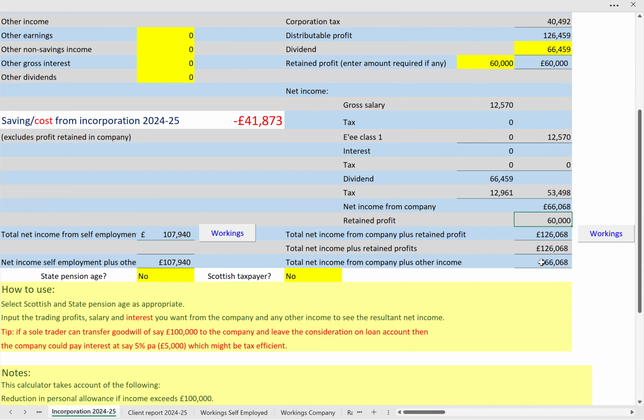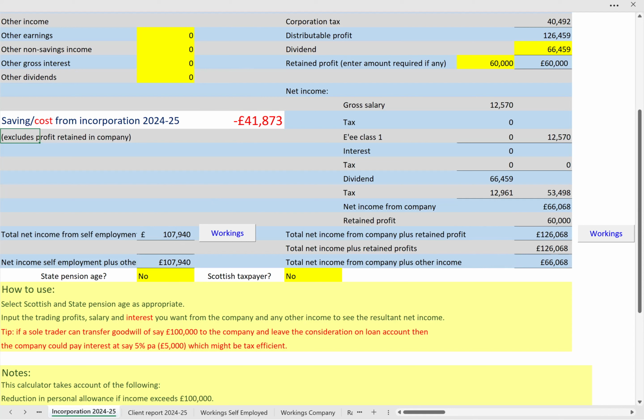In terms of pure net income, so ignoring the retained profit, inevitably you're going to be worse off in pure net income terms, 66,000 odd against 107 for the self-employed scenario. But when you add in the 60,000 of retained profit, you're in fact going to be quite a lot better off. The figure up here of minus 41,873 reflects the net income. As it says here, it excludes the profit retained in the company.